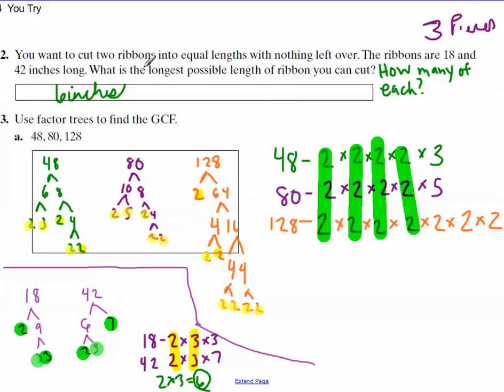What about out of the 42 inches? How many new pieces of ribbon am I going to get out of the 42 inches? If each one is 6, I should be able to get 7 new pieces out of that.